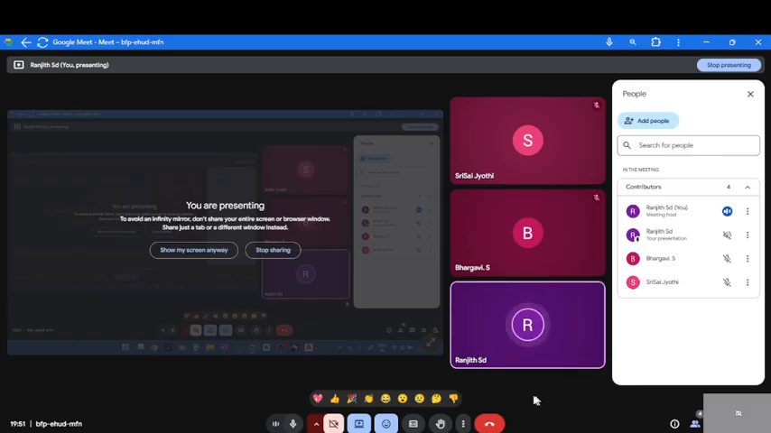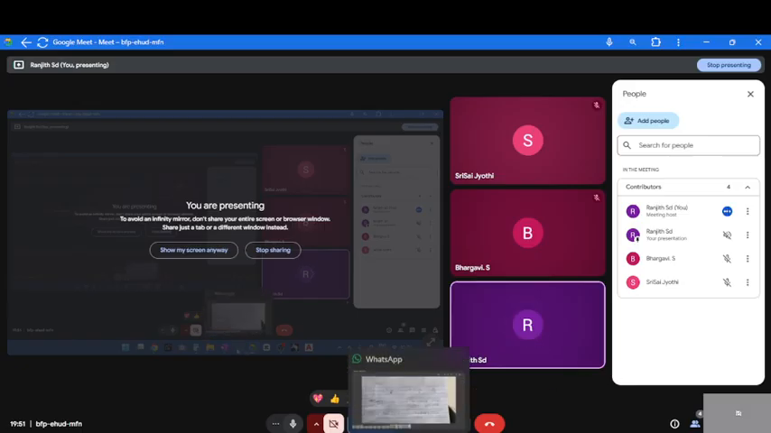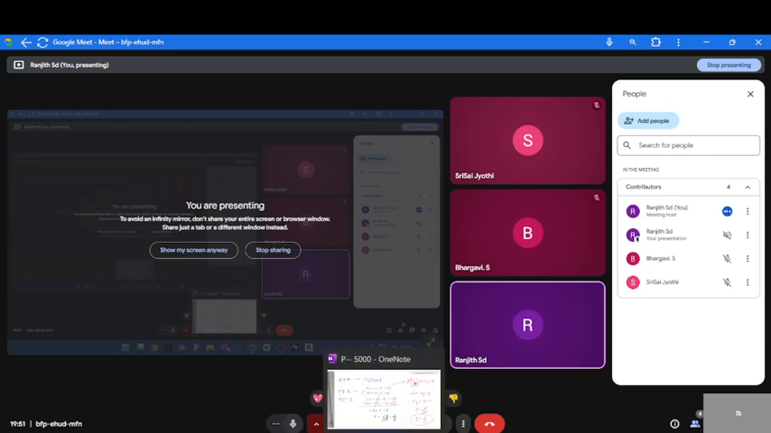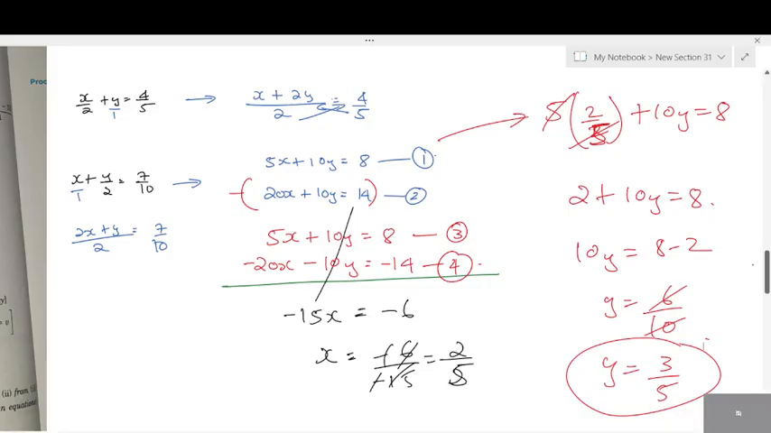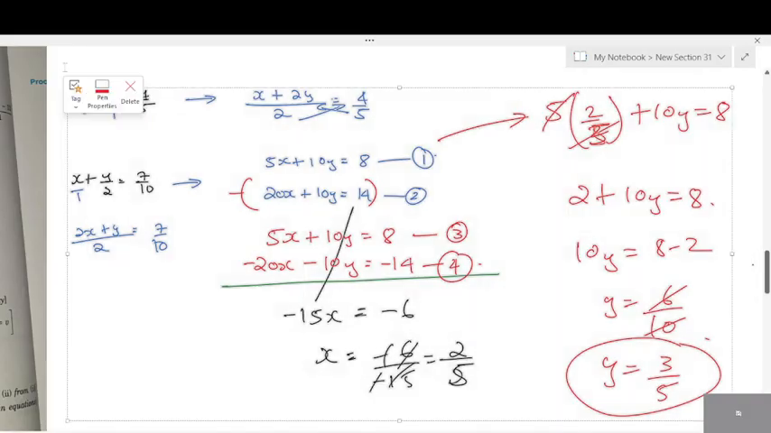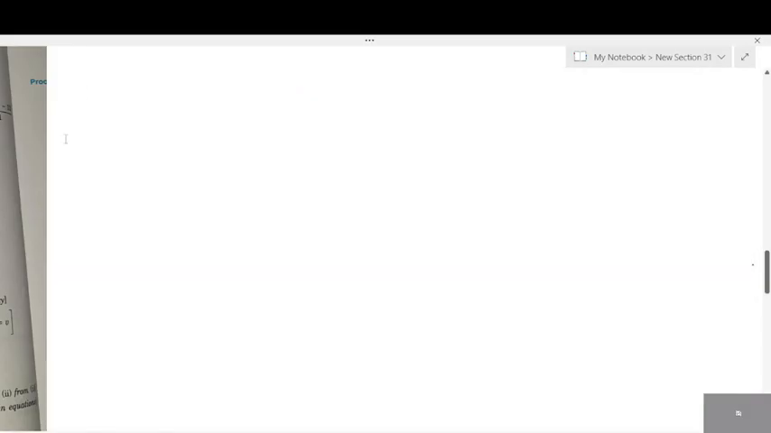Is Ananya online? Shall we try the next one? Both of you completed? See, last two questions left, students. Complete them and try the next one. Next exercise.